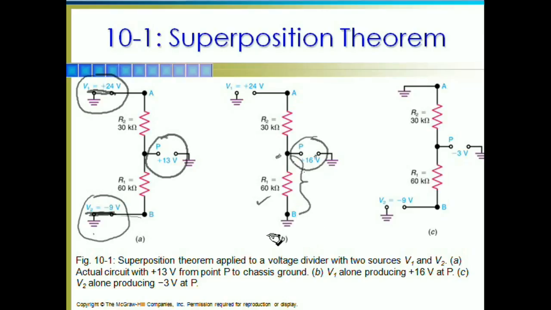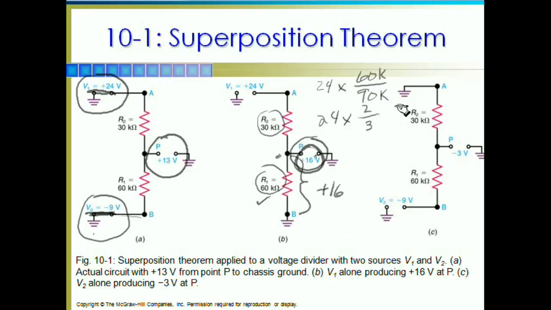So, what's the voltage at the 60k ohm resistor? Well, we know this from our voltage divider method. We've got a total of 90k, 30k ohms plus 60k ohms. So that's 24 volts times 60k over 90k, or 24 times 2/3, and 2/3 of 24 happens to be 16 volts.